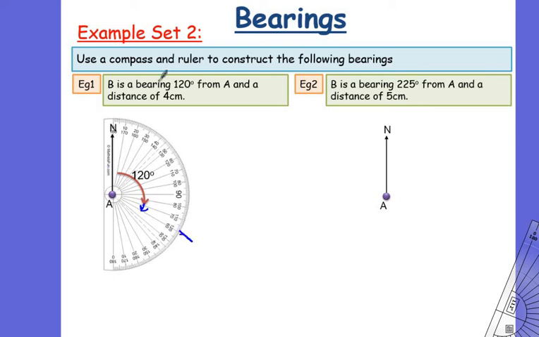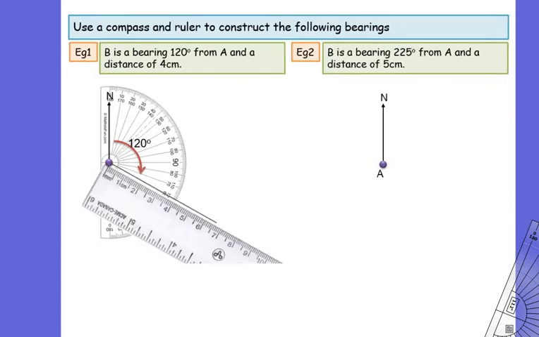Somewhere on this bearing along here. We've also been told that B is exactly 4 centimetres away from A. At this point you're going to need a ruler. So put your ruler down and you can measure 4 centimetres away from A. 1, 2, 3, 4. So B must be right here. Because it needs to be 4 centimetres away from A and at a bearing of 120 degrees. Over to you, Year 9.